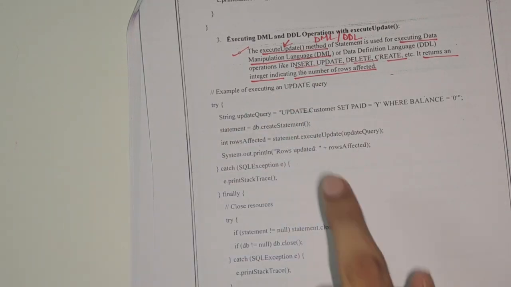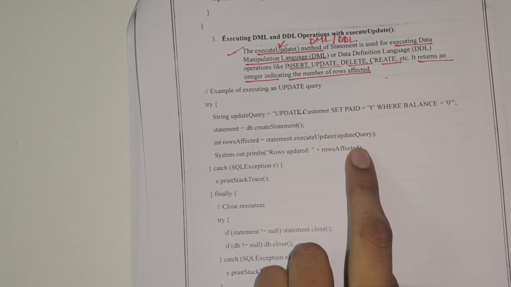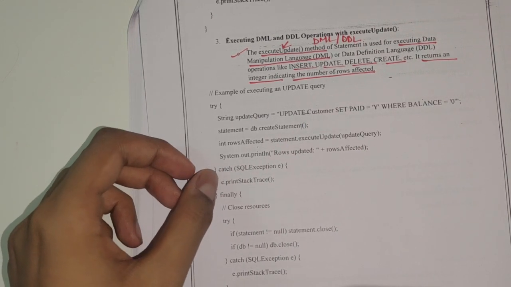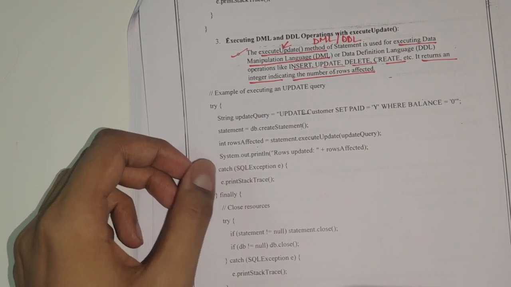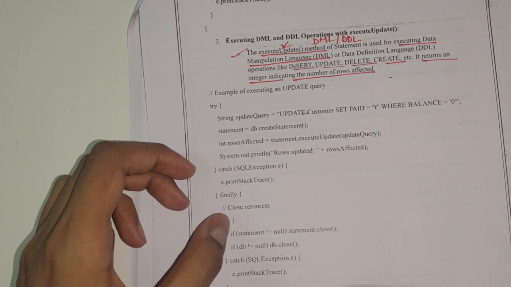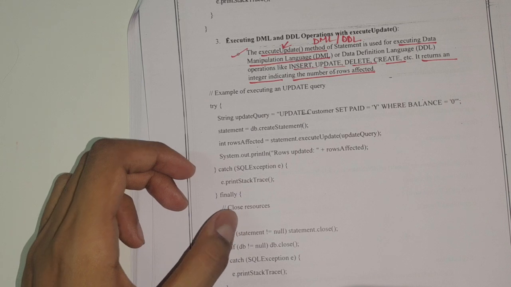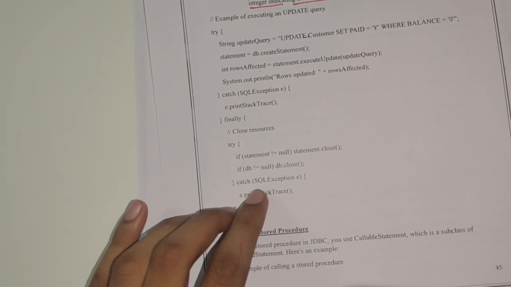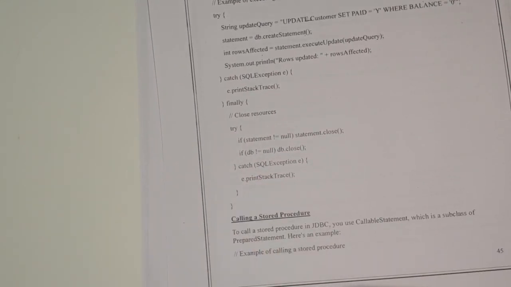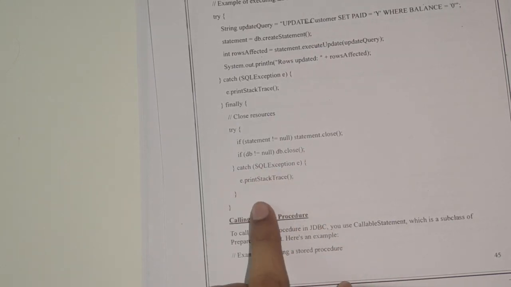Okay, so this will print the number of rows updated or affected. If any error occurs, it will come in the e.printStackTrace, or else in the finally block, if no value was there in a particular query, then it will show null, and then we close the connection of the database. And again, if any error occurs in closing the connection, one more catch statement is there for handling the error.